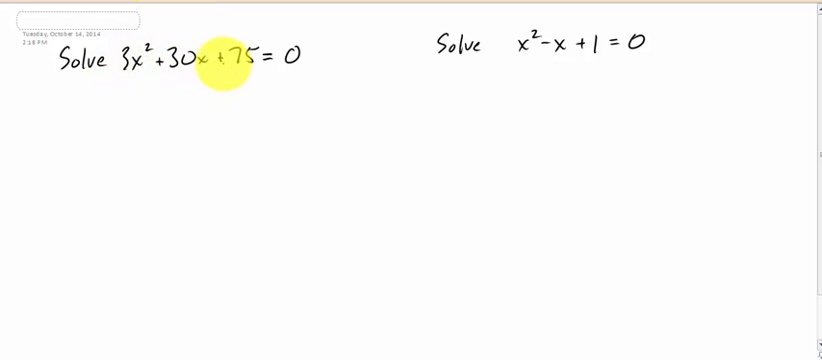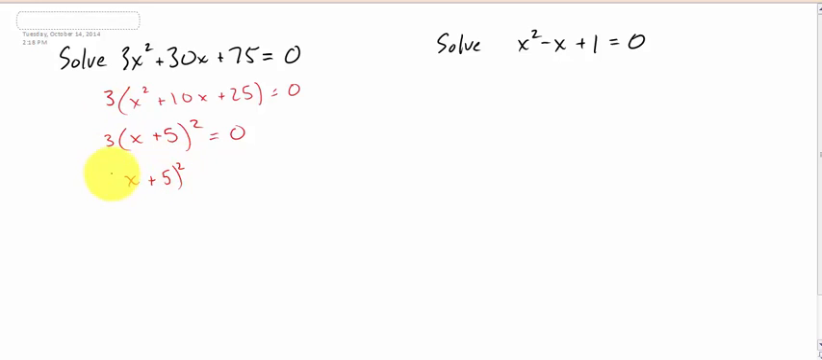Okay, so they're all divisible by 3. Let's go down the factoring road. Okay, so now the quadratic is a perfect square. That's nice. Let's divide both sides by 3. Square root both sides. X plus 5 equals plus or minus 0. But wait, plus or minus 0, that's the same thing as 0. So x is negative 5.